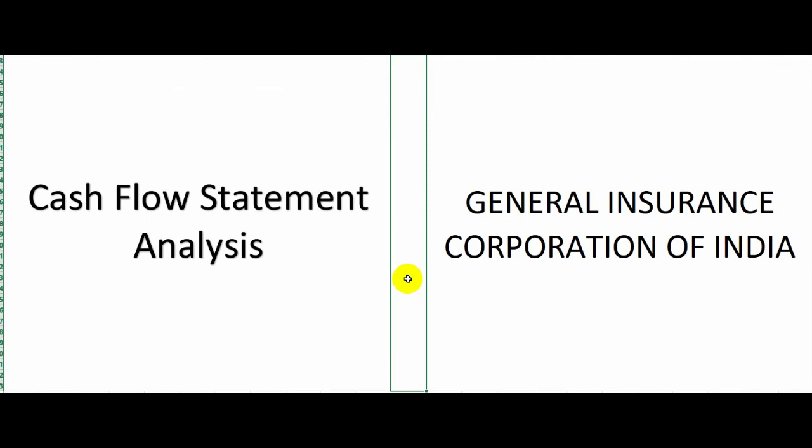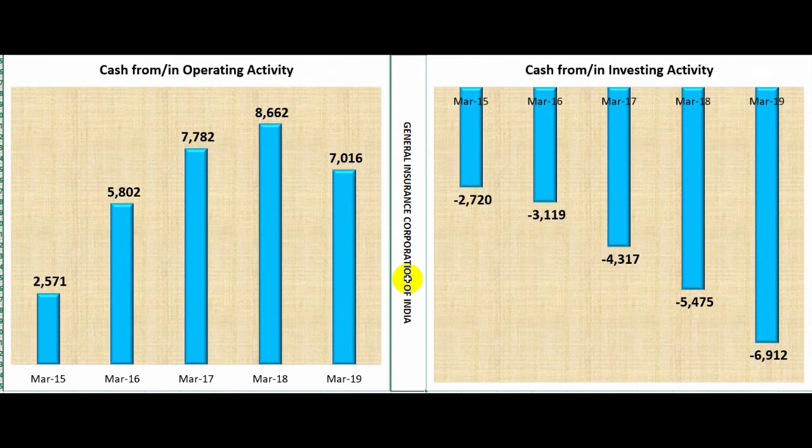Let's look at the cash flow statement. First, we'll look at how much cash has come in through operating activity. In March 15, the company showed cash earnings of 2,500 crores, which has come to 7,000 crores in March 19. So the company is earning a good amount of cash from its operating activity. Of that, how much is it investing, or what is it doing with this cash that it has earned through operating? So it is investing it, and that comes under the investing activity of the cash flow statement.